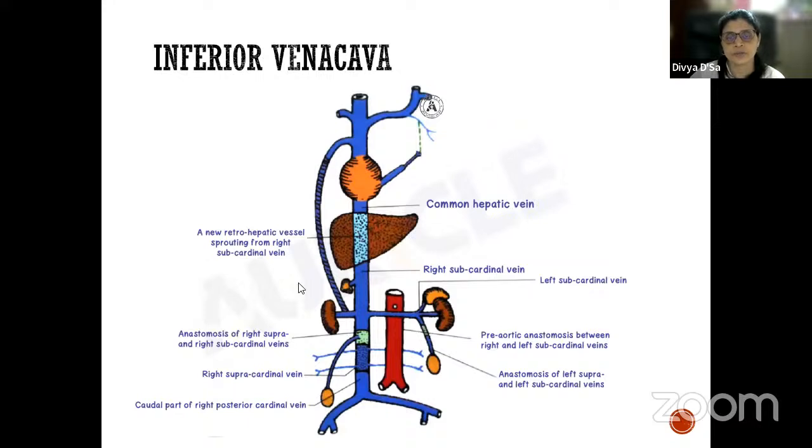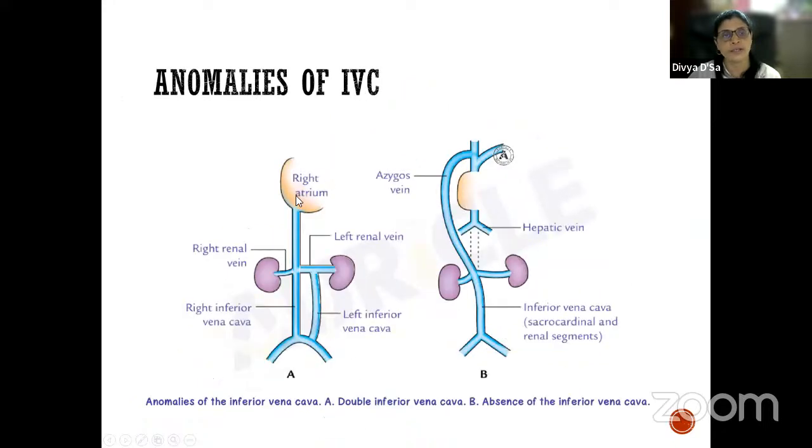Okay, so this is how. So you can see here. So the right subcardinal portion, this will be the anastomosis. Okay, this is the common hepatic, that portion. And these were the portions derived from the subcardinal. Okay, so this is the caudal part of the right posterior cardinal. This is the right supracardinal. Okay, so these are all the draining vessels from the lower thoracic region.